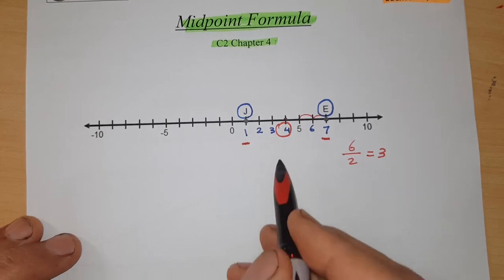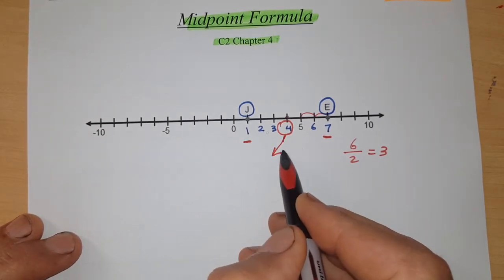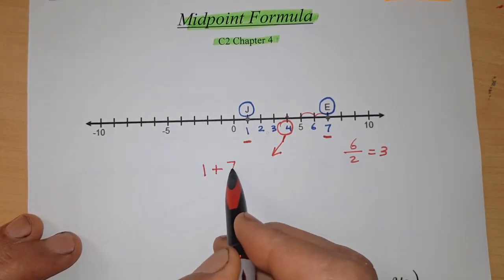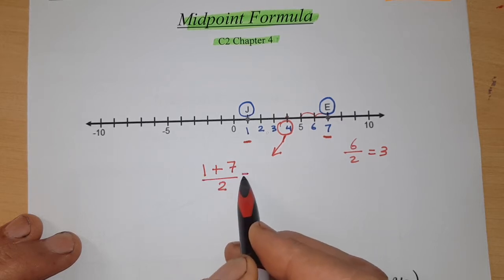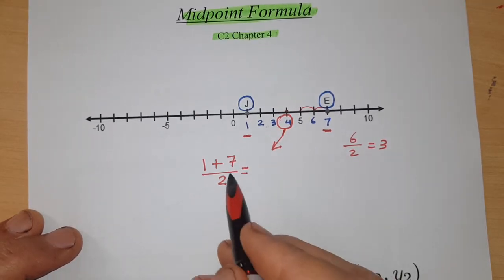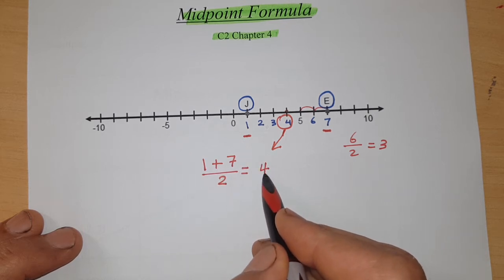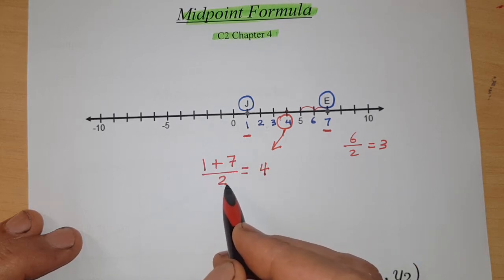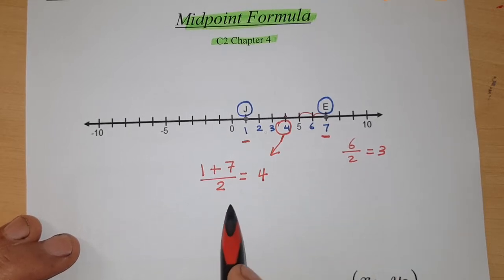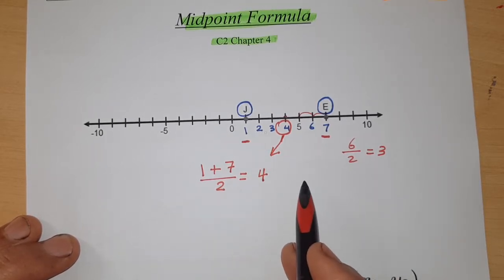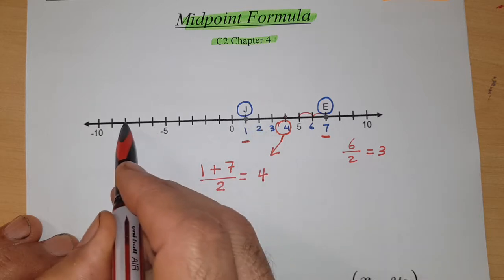In other words, you can get this midpoint 4 by adding 1 plus 7 and then dividing the answer by 2. I get really the average of 1 and 7. The answer is 4. 1 plus 7, 8, divided by 2 equals 4. This rule is correct for any 2 points on the number line.